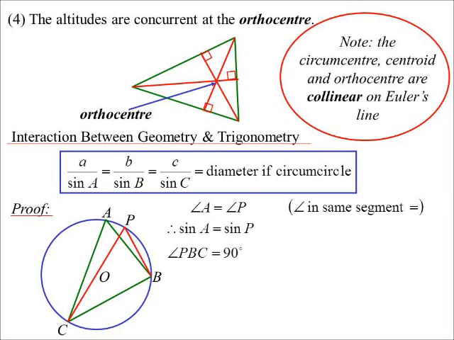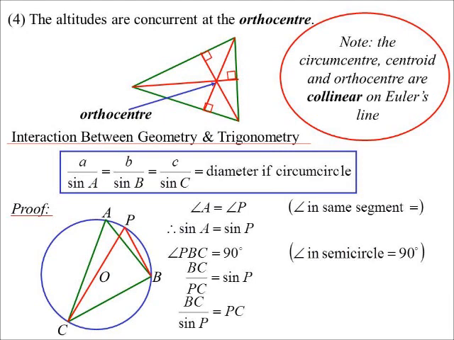Now PBC, because I used the diameter, ends up being a right angle, because angle in a semicircle. So the sine ratio in that one, I can actually say the sine of P is BC over PC. And rearranging that, I get BC over sine P is equal to PC. Well, therefore, PC is BC over sine A, or a over sine A. So PC, the diameter, is equal to a over sine A. I could have done it with any angle. I could have said b over sine B. I could have said c over sine C.